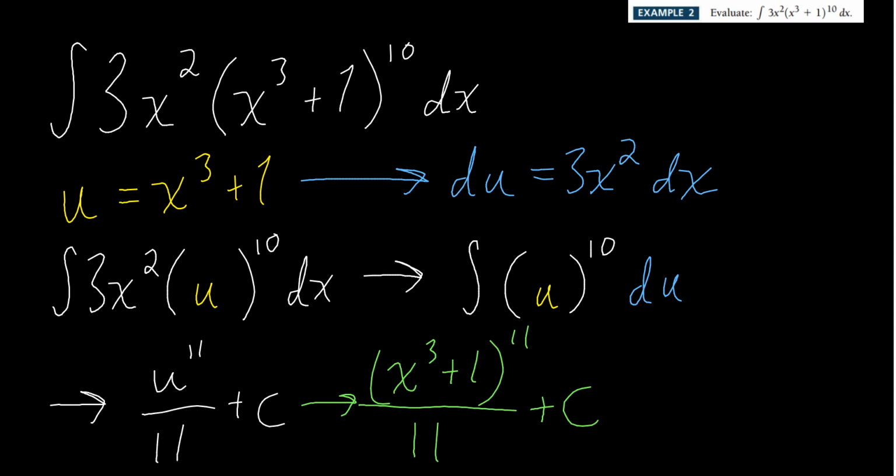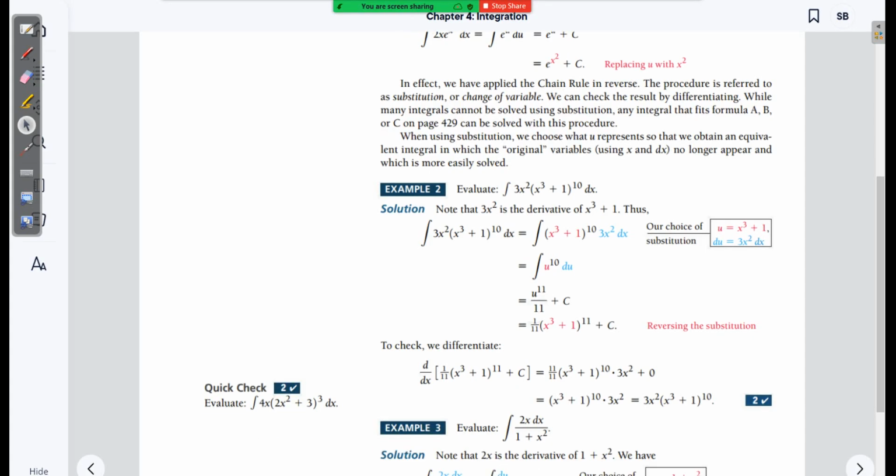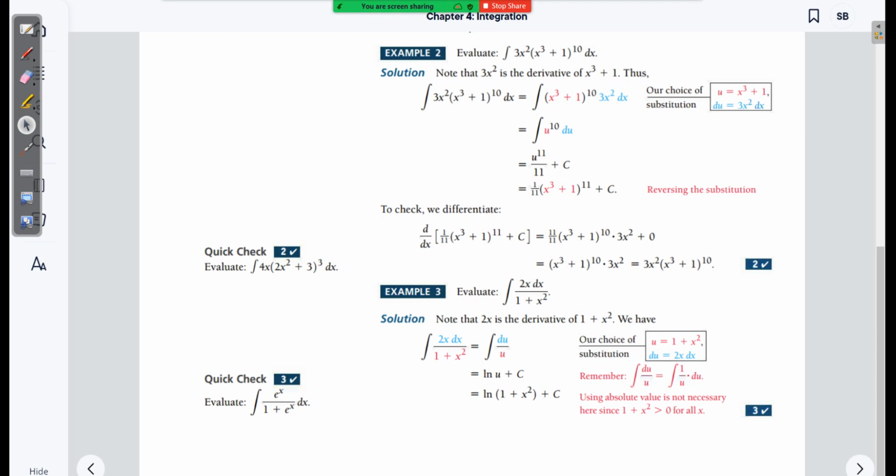Right. So that's our first u sub integral. Let's move on and do another one, just to get super familiar with this process.